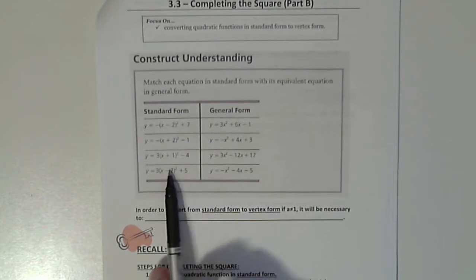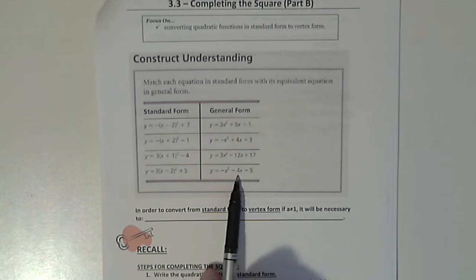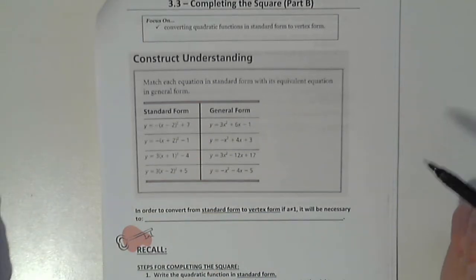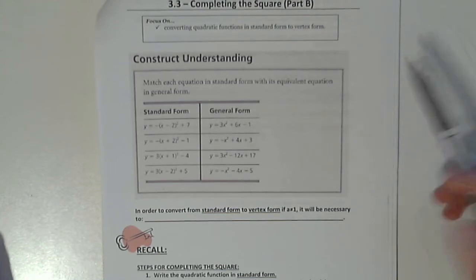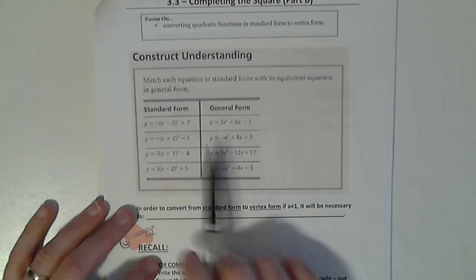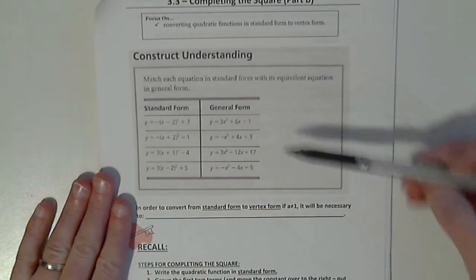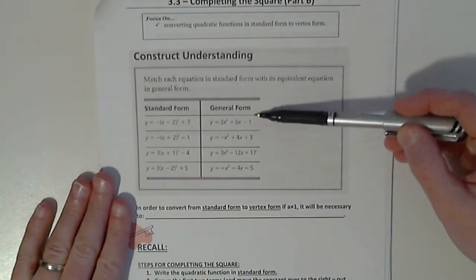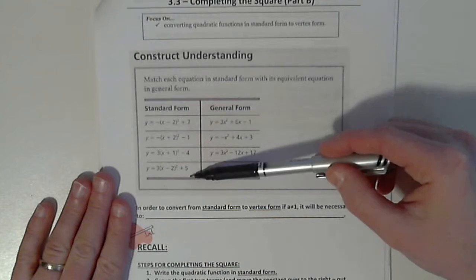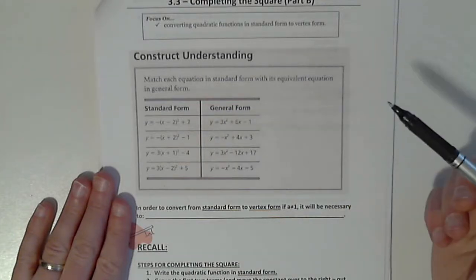There's something in this column which is the exact same function as something in this column. So pause the video, see if you can do that. Okay, it's a little bit hard to tell which is matching with which just from looking at them. You might be tempted to look at the C values first, but there doesn't seem to be any kind of a match.